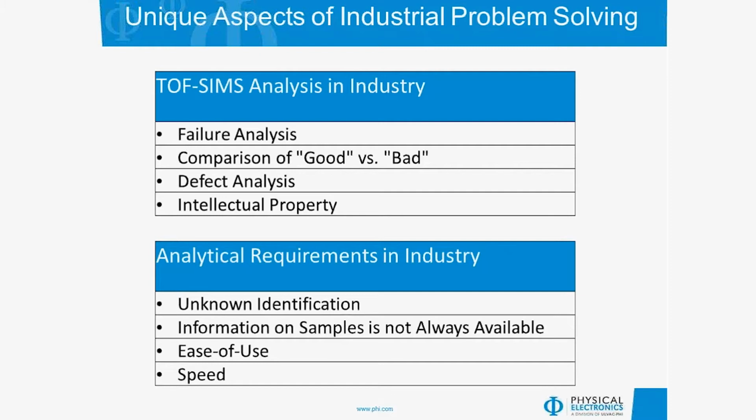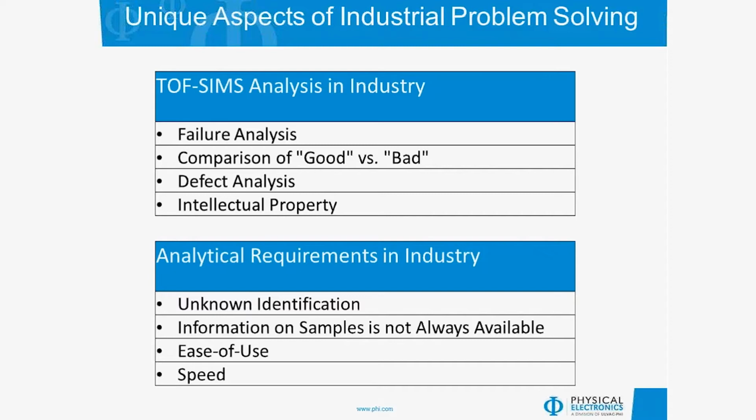First and foremost is the ability to identify unknowns. Often you are working with samples where you don't know the whole story. The information about the samples is not always available. For example, by the time the sample comes to the lab, it's gone through a whole series of processing steps, many of which might have been done at vendors outside of the company, and they don't share information on all the chemicals used in their processes. So it puts a premium on analyzing unknowns.